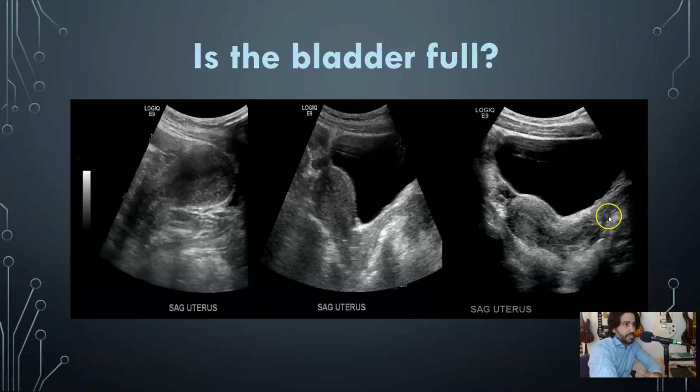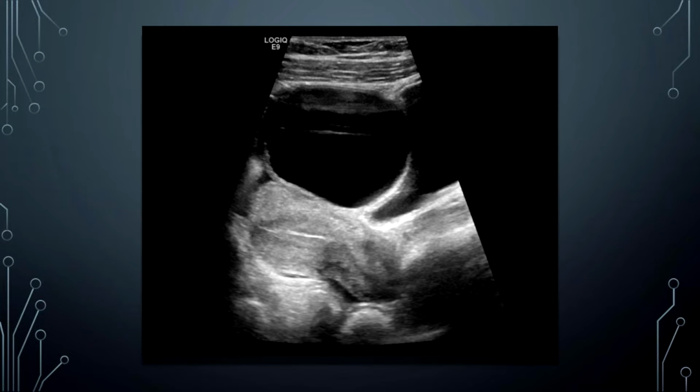So that's perfect. But here you can see the bladder is completely full. The bladder is passing the fundus of the uterus. And with sweeps from side to side, you'll be able to see all the anatomy very clearly without having to put too much pressure.